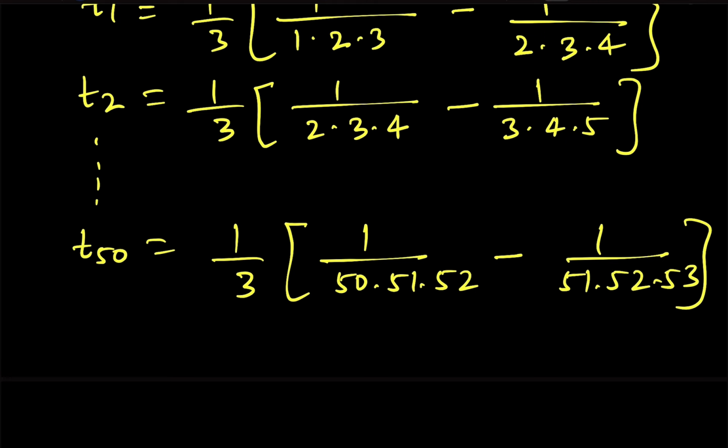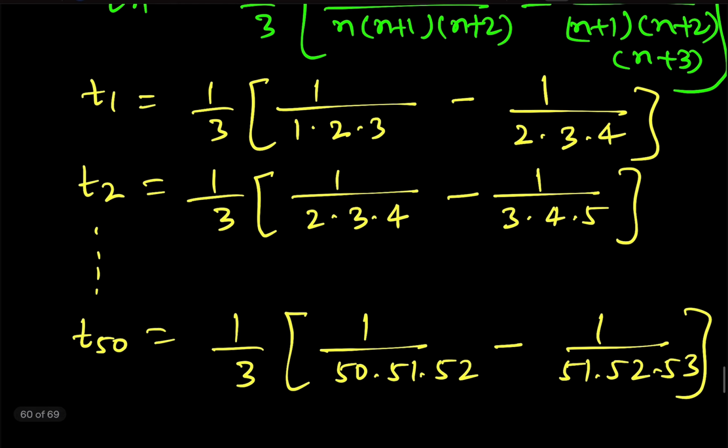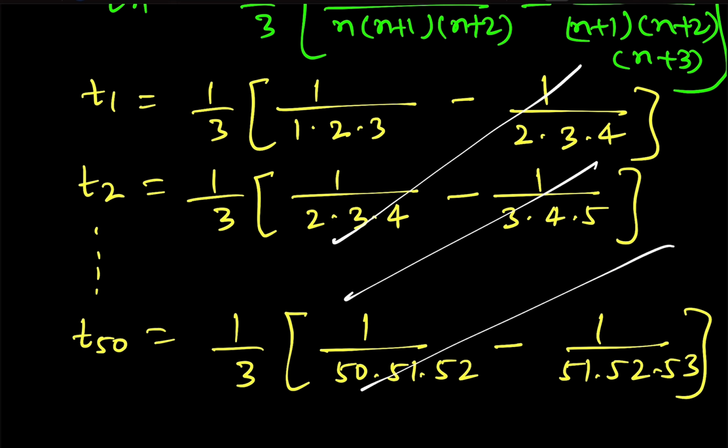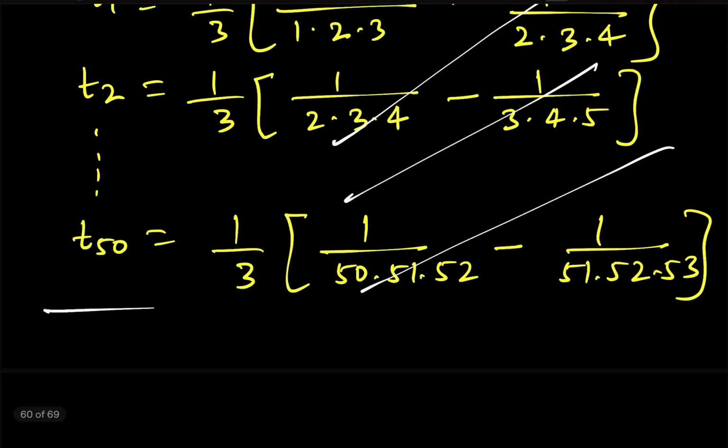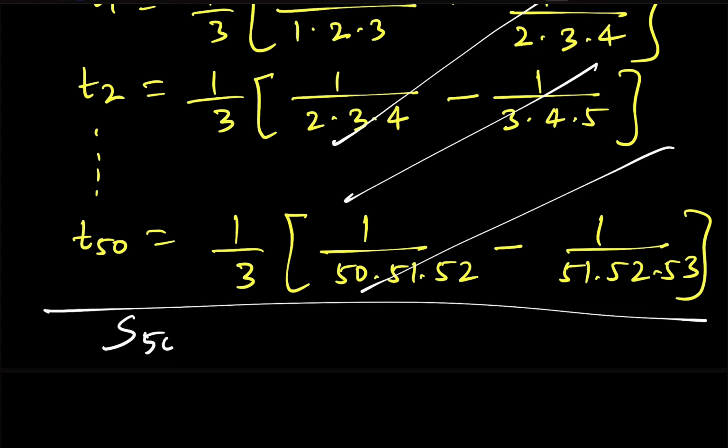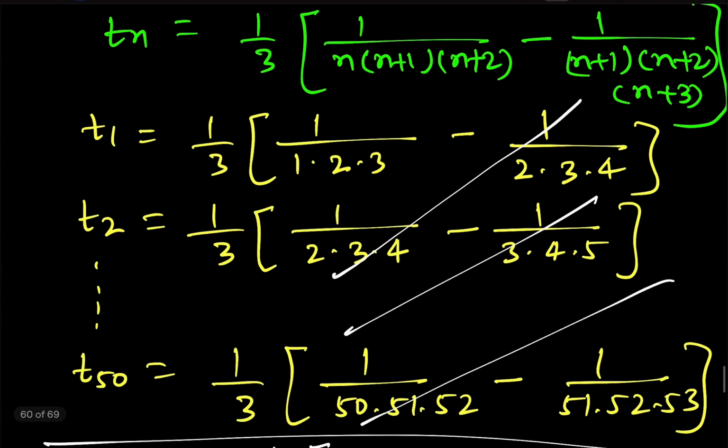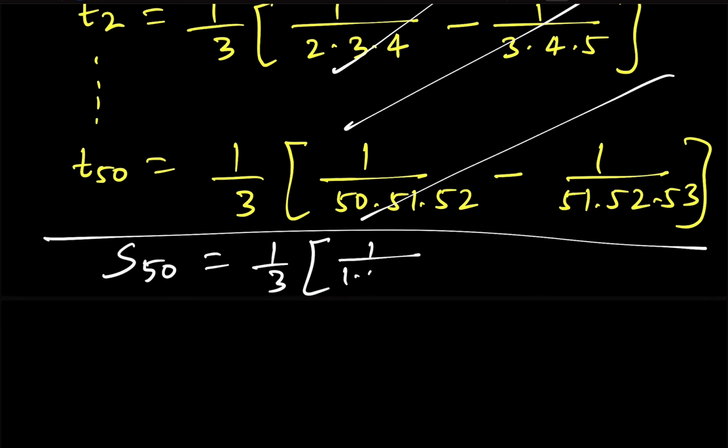So if you watch carefully, you will see that this is getting cancelled. 1 by 2, 3 into 4, this will get cancelled, similarly this will get cancelled, similarly this will get cancelled. So this is our telegraphic series. So the final sum of 50 terms will give 1 by 3 into 1, 2 and 3 minus 1 by 51 into 52 into 53. So this is our final answer.